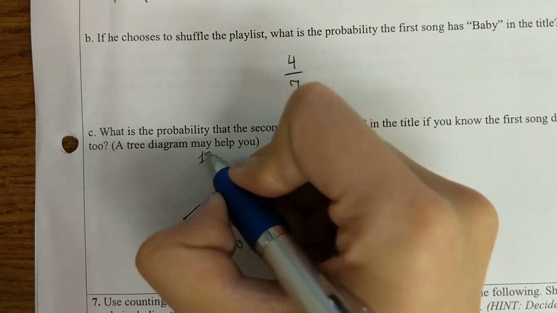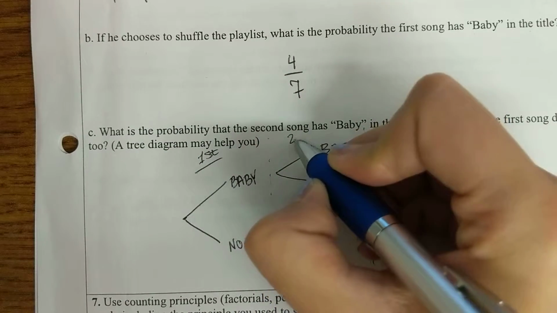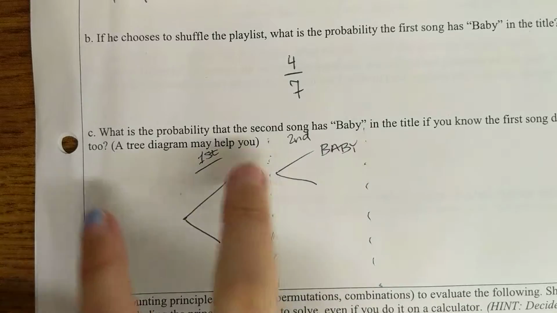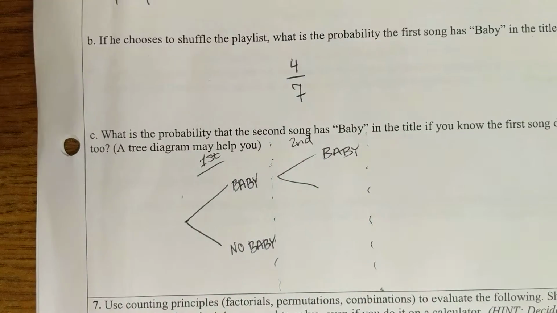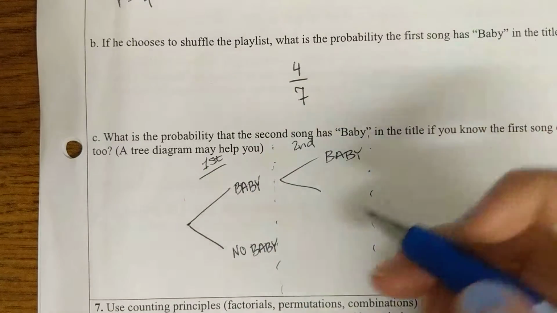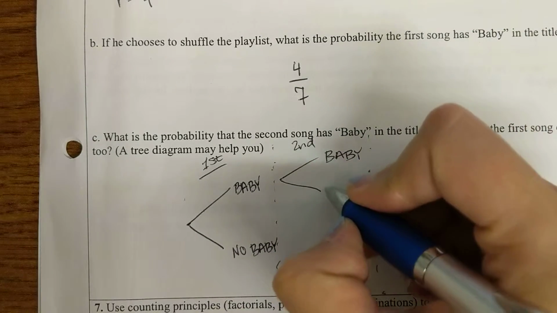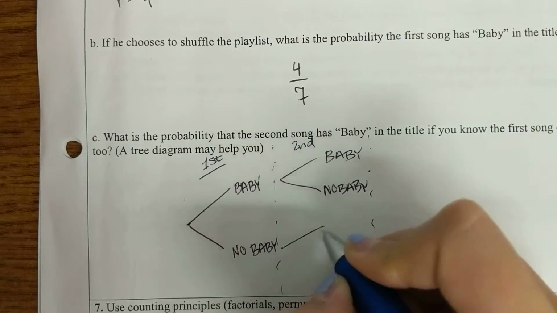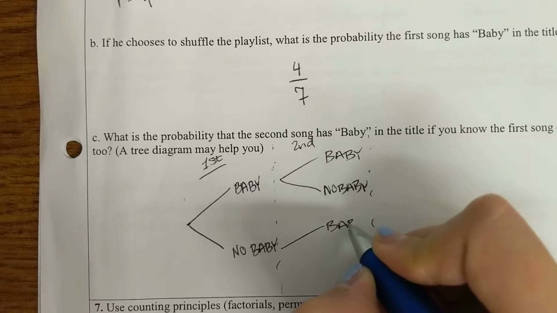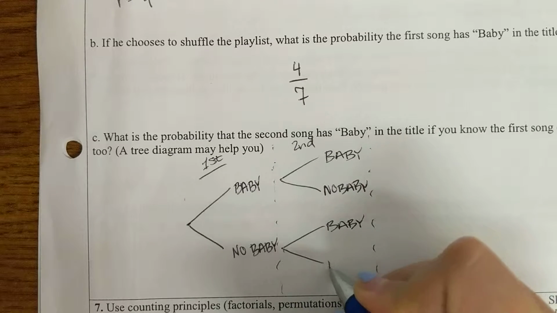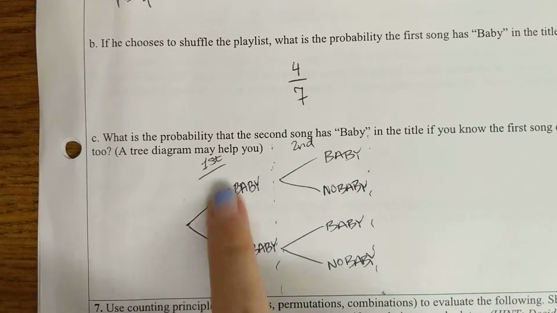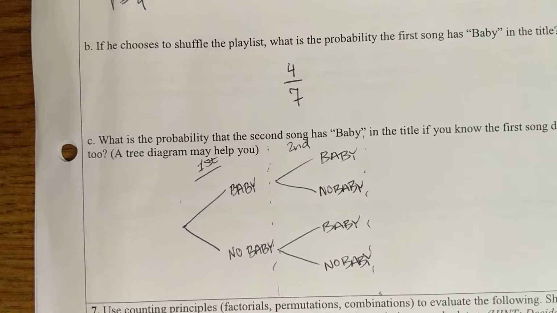So first song, second song. When I see a tree diagram almost as columns, it's easier for me to process what the branches actually mean and make sure I don't miss any of the branches that I need to put in. Baby, no baby, baby, no baby. On each branch, I'm going to put the probability that that song plays.